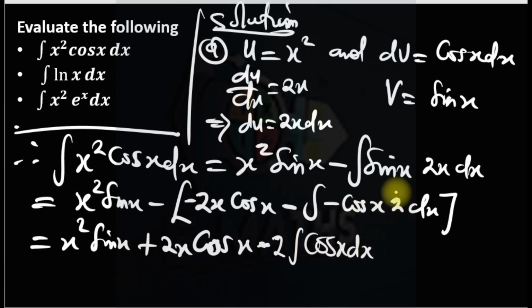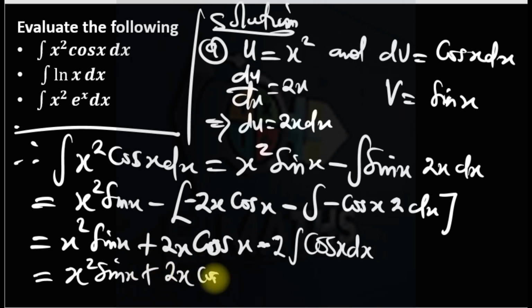Do you get? We'll bring this constant, minus 2, outside. So minus times minus is plus. So minus times plus is minus. So we now have the final answer: x squared sine x plus 2x cos x minus 2 times the integral of cos, which is sine, plus the constant, maybe k or c, anyone. So that's our answer. So let's move to the second question.